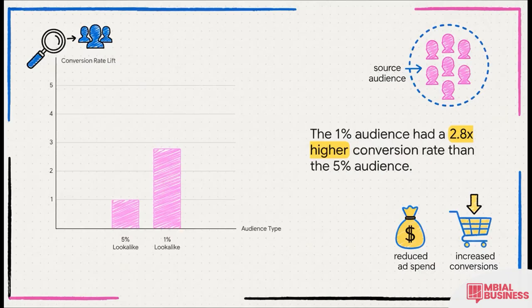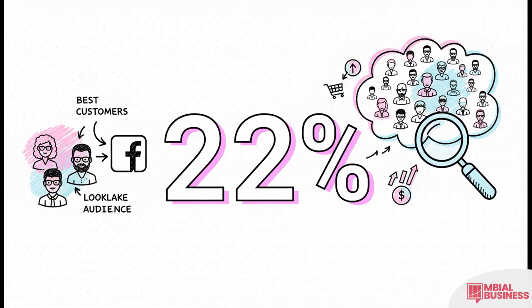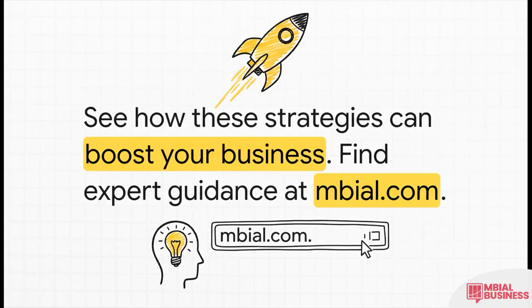And this chart really just says it all, doesn't it? The hyper-focused 1% audience converted at a rate 2.8 times higher than a broader 5% audience. That is a massive, massive lift in performance just from quality targeting. But it gets even better. They didn't just find more customers, they found better customers. The average deal size from this precision-targeted 1% audience was 22% larger. More customers, better customers, for less money. Results like these really show what's possible when you get your audience targeting dialed in just right.